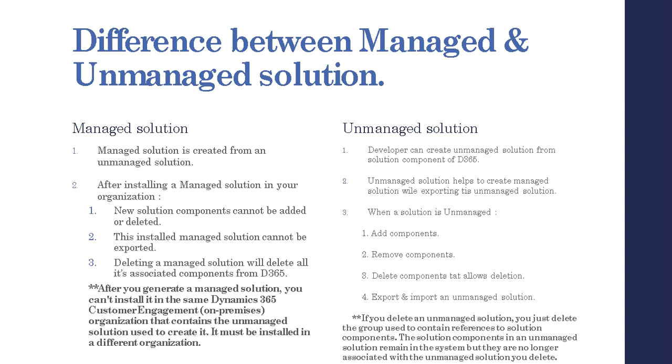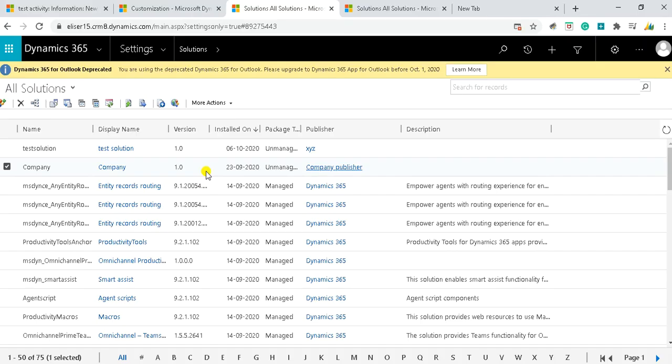So let's see in D365 for unmanaged and managed solutions. Here you can see test solution and company named solution, both are unmanaged, and we have the options of export translations and import translations. It means through import I can import a solution into this environment, and if I want to export any solution I can do so, but through it I can export only managed solutions, meaning exporting an unmanaged solution as a managed solution.